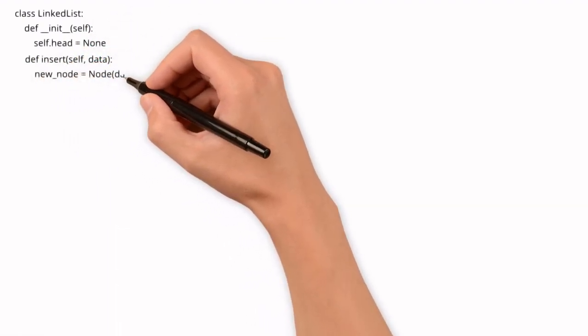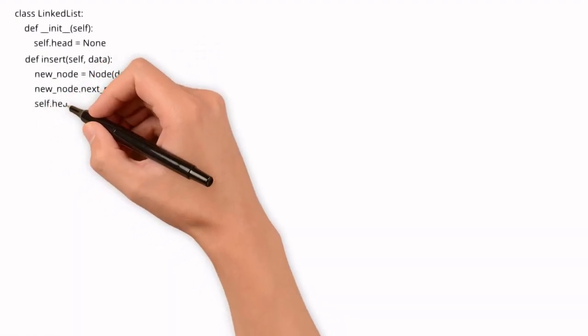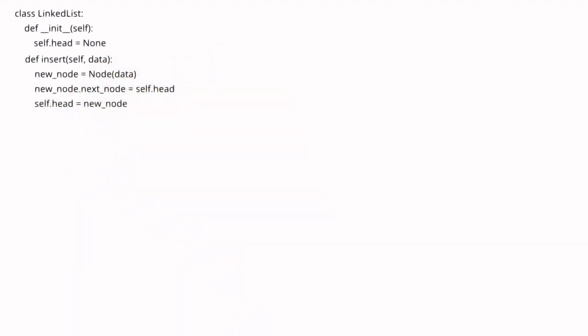Insertion. To insert a new node into the linked list, we create a new node object and set its data attribute to the value we want to insert. Then, we set the next_node attribute of the new node to the current head of the list, and update the head attribute to point to the new node. This code creates a new node with the given data value, sets its next_node attribute to the current head of the list, and updates the head to point to the new node.